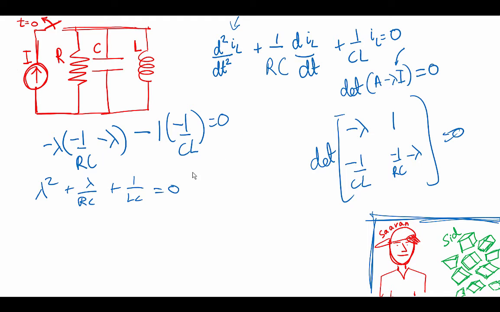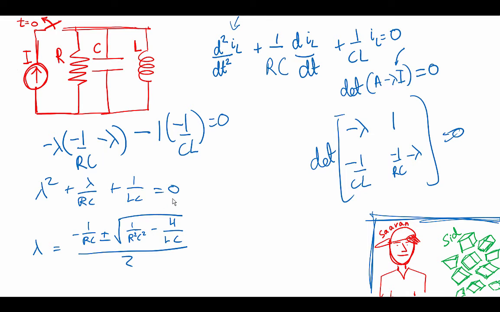Cool. So solving this out, we use our good friend, the quadratic equation. We have lambda equals minus 1 over RC plus or minus the square root of 1 over R squared C squared minus 4 over LC, all over 2. Cool. I'm probably not going to check you on that right now. I'm going to assume you're correct. Yeah, negative b plus or minus the square root of b squared minus 4ac.